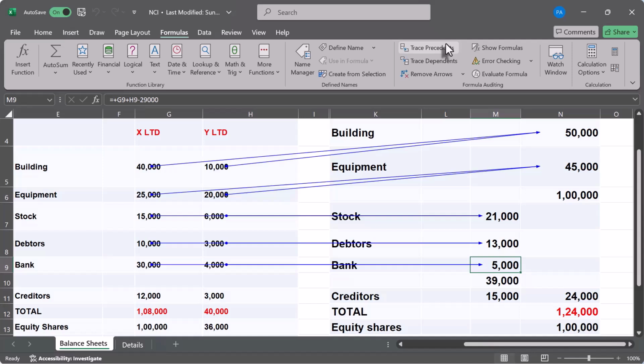Look at the formula happening here. But this X is what? Shares and pay 29,000 to buy shares, so the bank balance will come down. So if you look at here, what has happened? These plus this minus 29,000, because 29,000 was paid for acquiring shares of Y Limited.